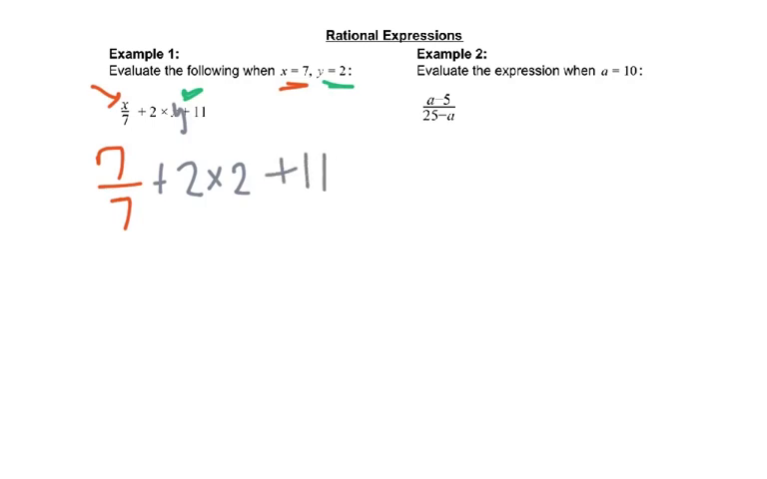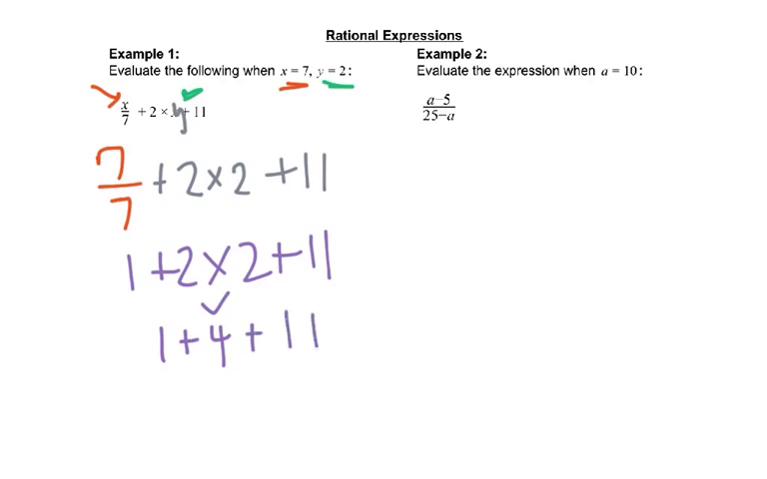Order of operations, I'm going to do 7 divided by 7 first, which is 1 plus 2 times 2 plus 11. Next, I'm going to do my 2 times 2, which is 4. So we have 1 plus 4 plus 11. 1 plus 4 is 5 plus 11 equals 16.